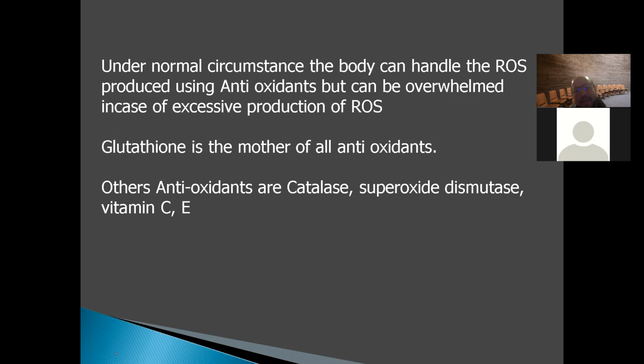So how does our body handle it? By glutathione as an antioxidant, or other antioxidants: catalase, superoxide dismutase, vitamins C and E. And in fact, I don't know if you are aware, bilirubin is also considered an antioxidant. That's why we don't make the serum bili 0. We always keep it at the normal threshold because it's considered an antioxidant. Okay, so bilirubin is an antioxidant.